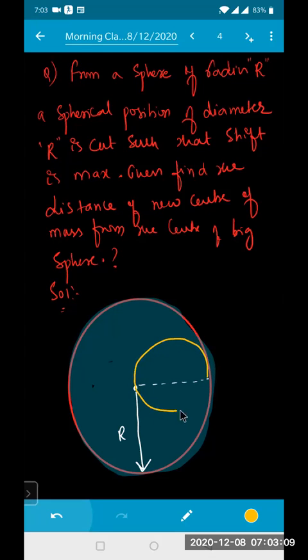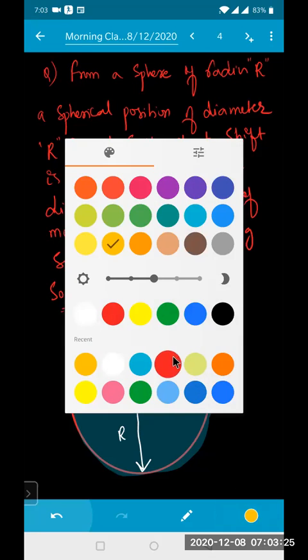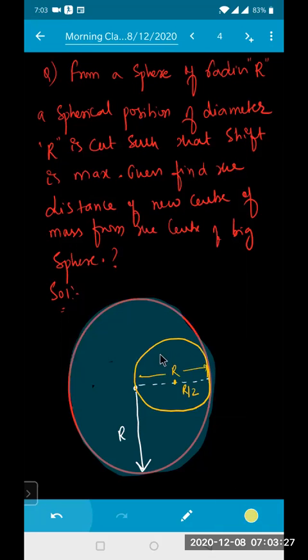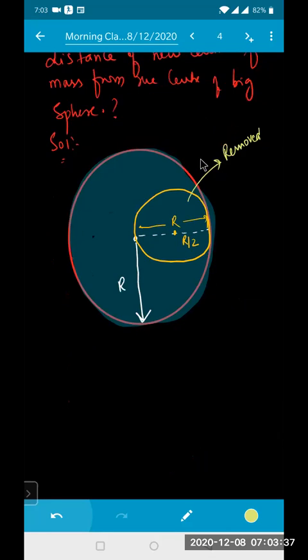Okay, sir, but this is the diameter. That's the diameter. So for this one, the radius will become R by 2. The diameter is given as capital R. This part is removed. Okay. Now, same as the previous case.